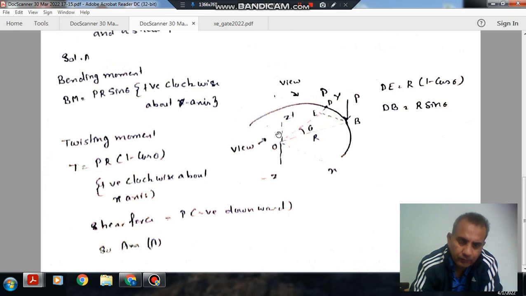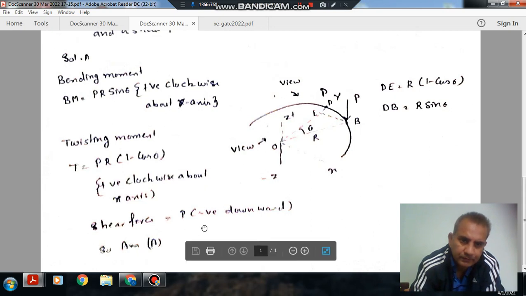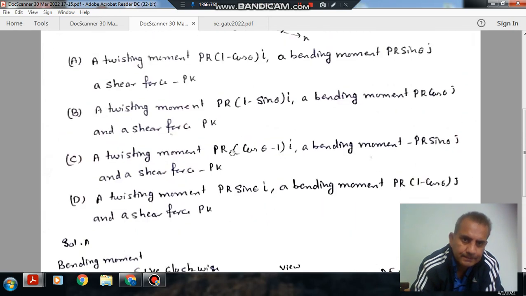We are actually viewing from the origin. So this is the line where x is 0, and this is the line where y is 0. We are actually viewing from the origin. So both of these moments are clockwise, that's why they are taken positive, and the shear force is downward.